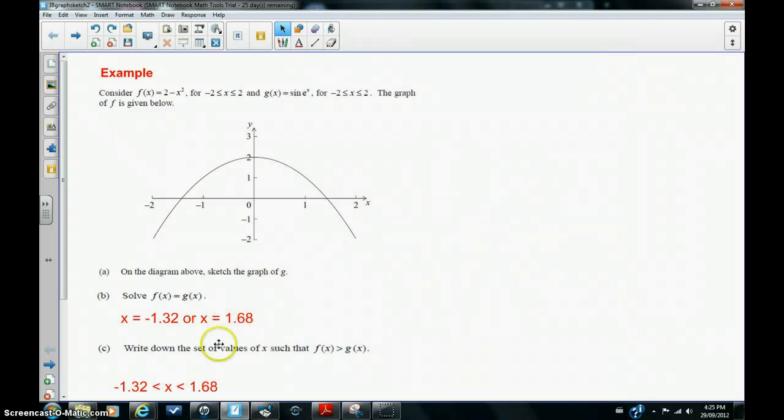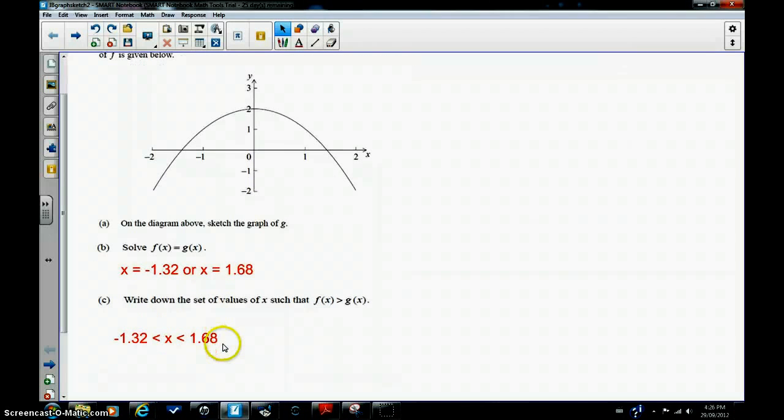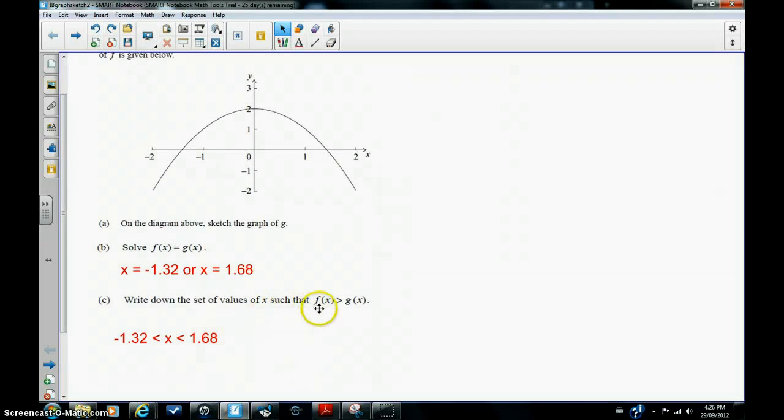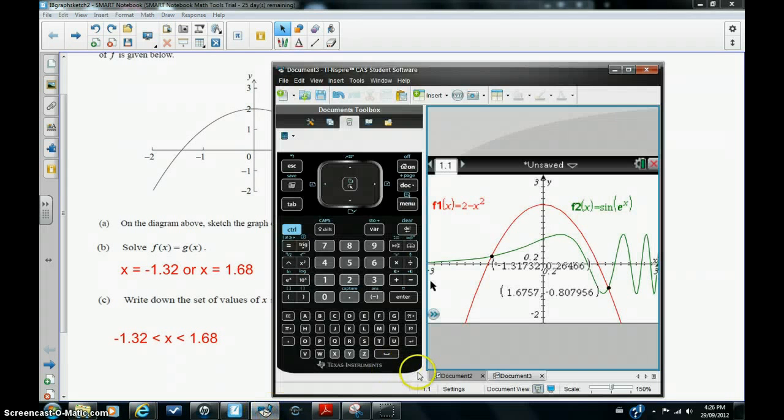And the last bit, part C, write down the set of values of x for which f of x is greater than g of x. Well, again, we need to look at our graphs, so I'm going to look at them on here. And where is f of x greater than g of x?